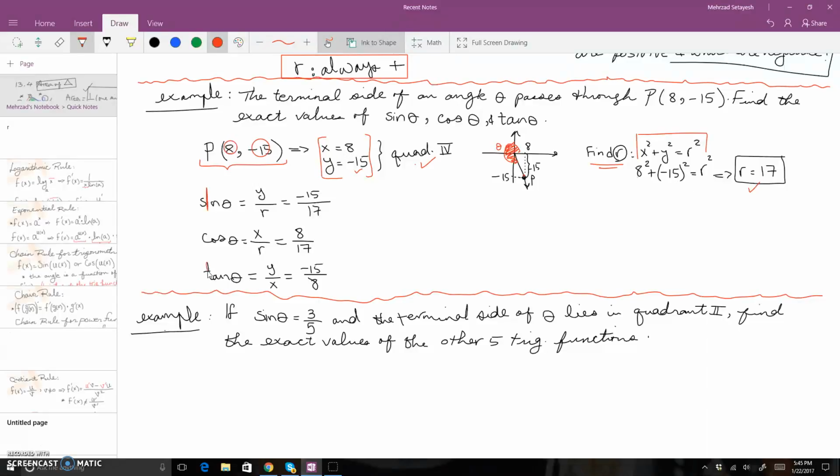Tangent of theta, we talked about this t, that's our hint, that's our clue. So t looks like y-axis, x-axis, so it's y over x. We have y and x, and we found that tangent of theta is negative 15 over 8.